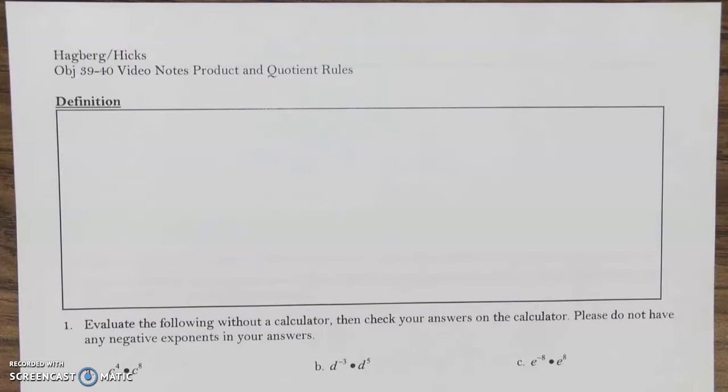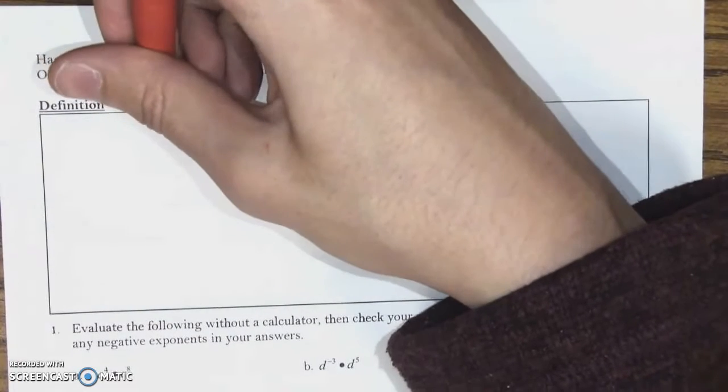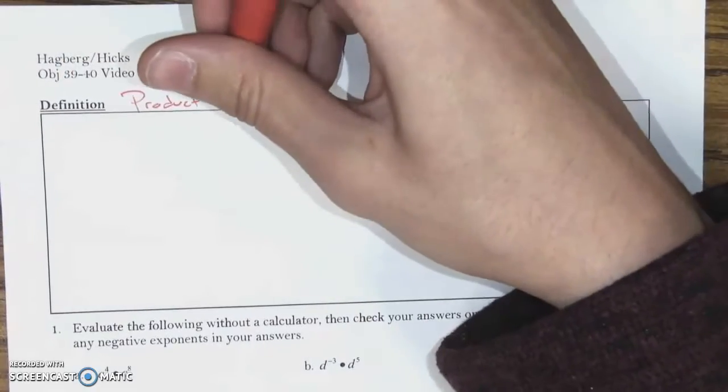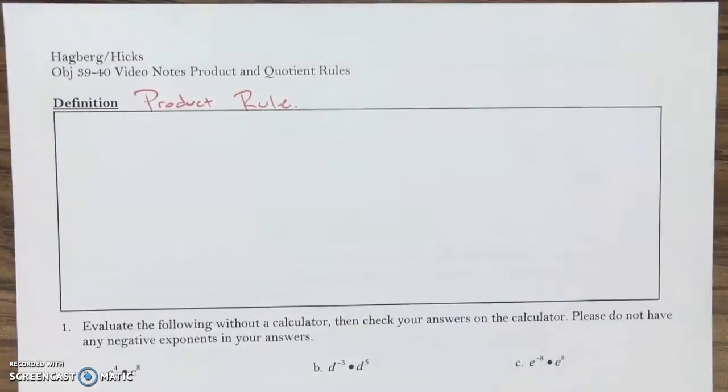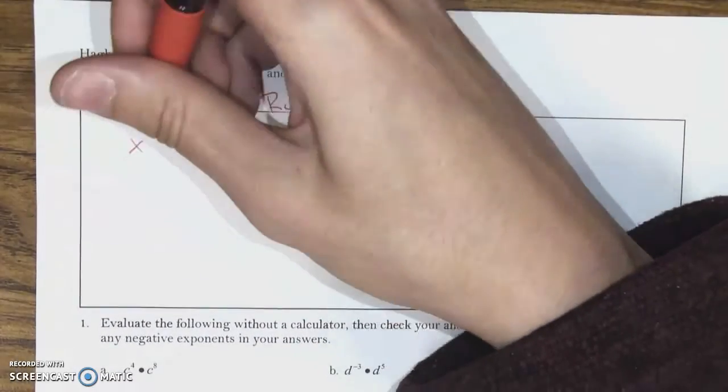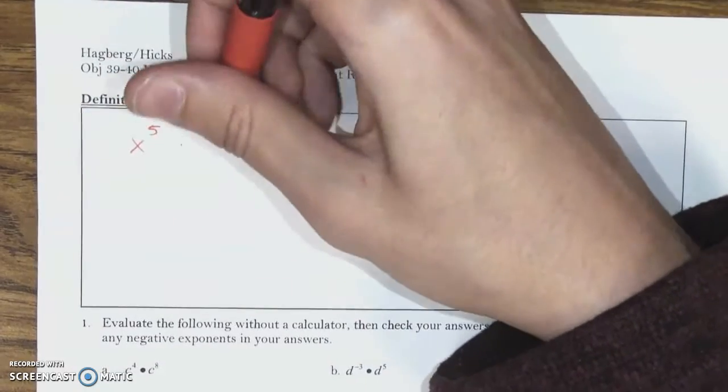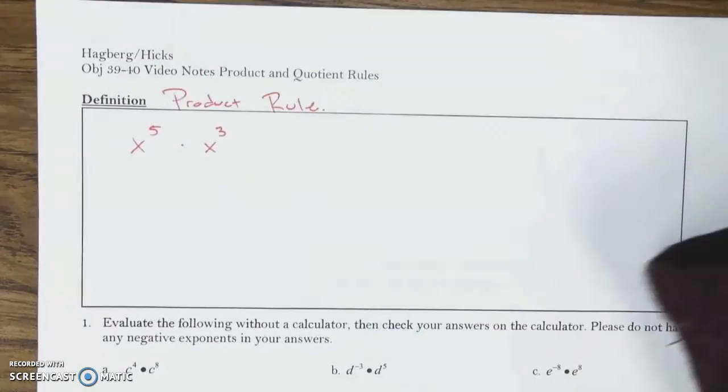Alright, Objective 39 and 40 brings up two new rules that we're going to be using throughout this unit. Those are the product and the quotient rules. Let's start with the product rule. I'm going to give you an example and see if we can make some sense of this. The example is x to the fifth times x to the third.